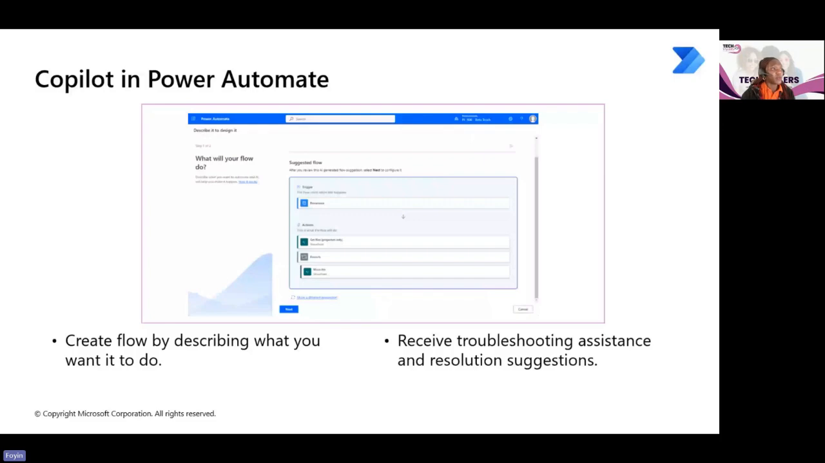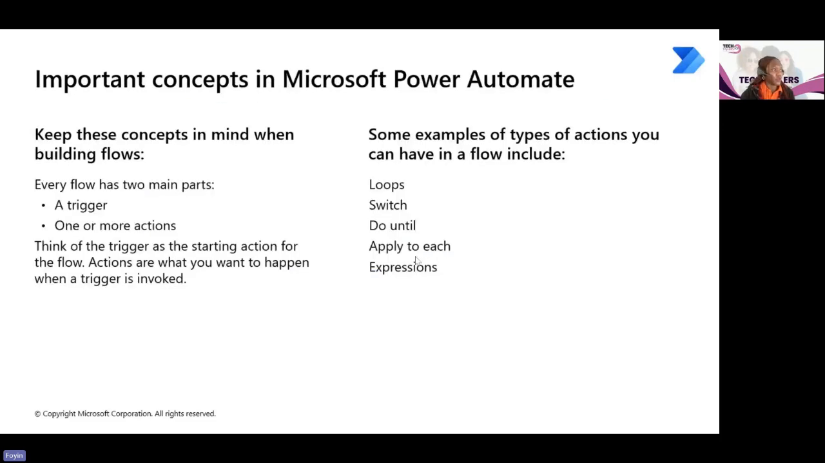All right. Some important concepts in Power Automate that you need to keep in mind is that every flow has two main parts. Again, when we say flow, we're talking about cloud flow, not desktop flow. Our focus in today's class is on cloud flows. So when we're talking about cloud flows, you have two parts, a trigger and actions.